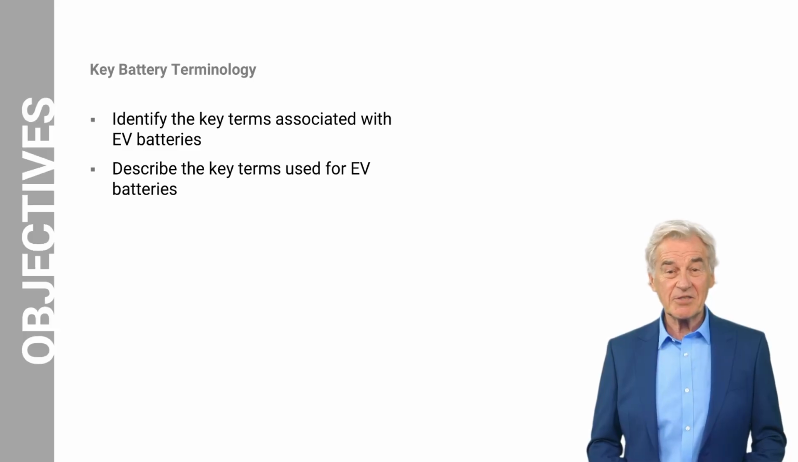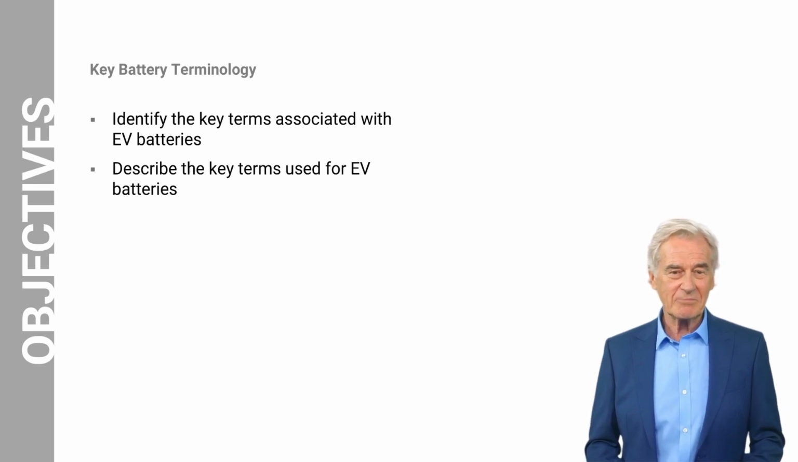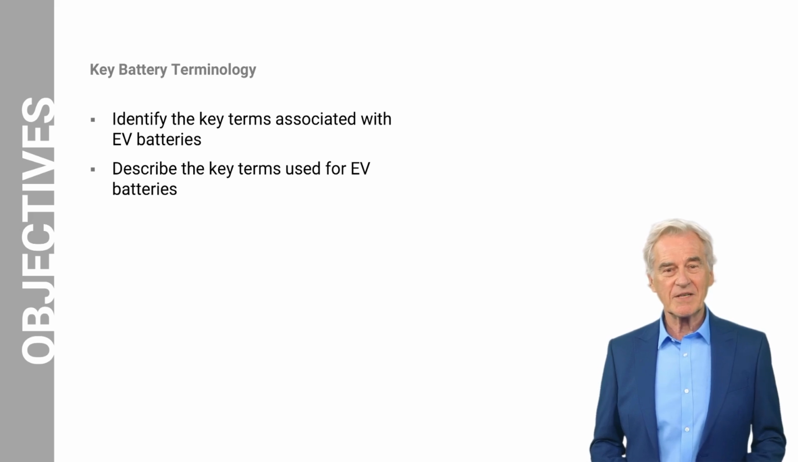It is important to understand that batteries play a crucial role in the functioning of EVs. Keeping that thought in mind, let us look at our lesson objectives. By the end of this lesson, you will be able to identify the key terms associated with EV batteries. This will enable you to recognize the terms and decipher the technical jargon related to EVs. Next, you will be able to describe key terms used for EV batteries. This will help you to grasp the meaning and comprehend the functioning and components of EV batteries more effectively.